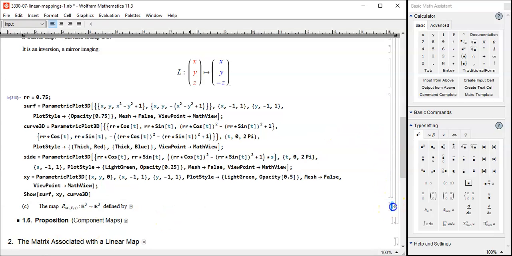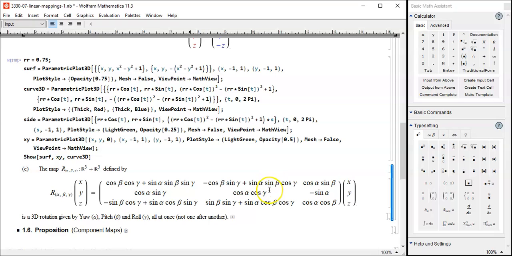The next example, oh boy, this is 3D rotation. Too complicated, so I'll leave that to you. It's 3D rotation in yaw, pitch, roll. I'll leave that to you.